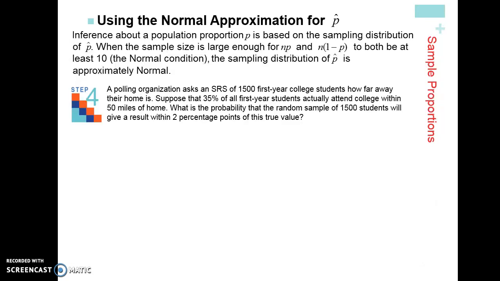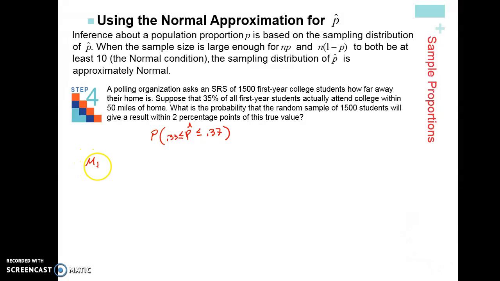What is the probability that the random sample of 1,500 students will give a result within 2 percentage points of this true value? So in other words, what this question is asking is, what's the probability that p hat is in between 0.37 and 0.33, right?